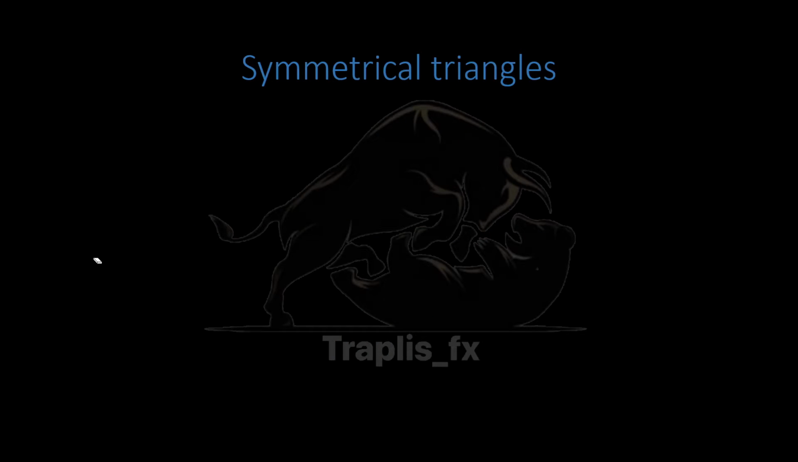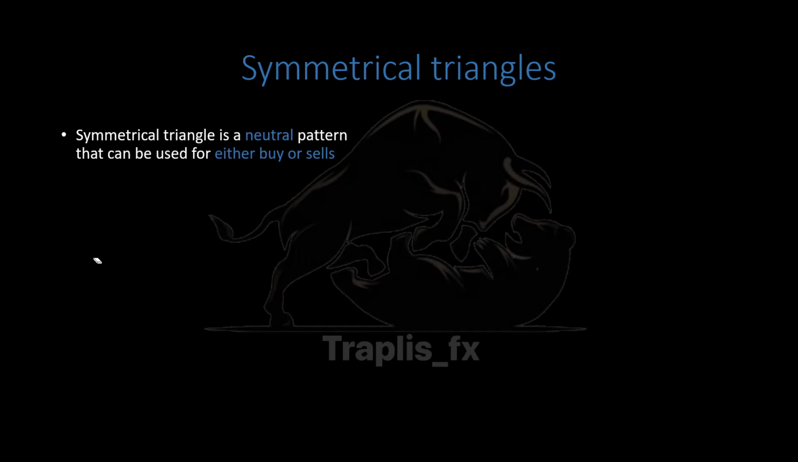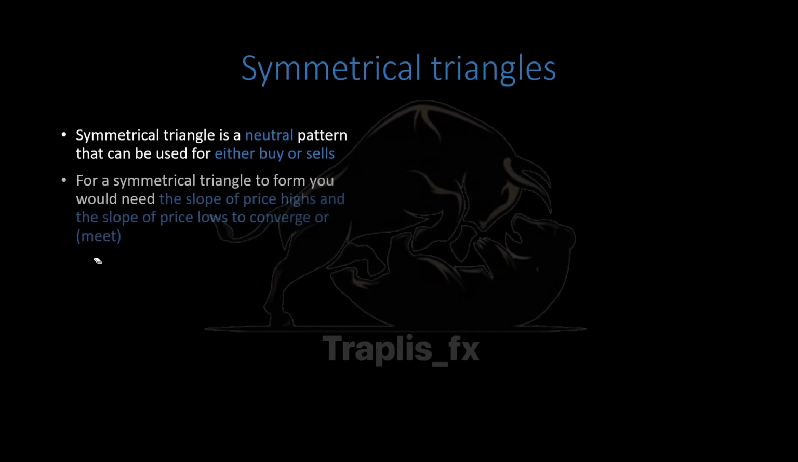So next we have symmetrical triangles. Yes, you may say, yeah, but you just mentioned two, but they're not the same. This is different. You can use this type of triangle in both bullish and bearish patterns. You could use it either for buys or sells. For a symmetrical triangle, you would need two different slopes. The first slope is going to be a rising slope, and the second is going to be a downward slope.